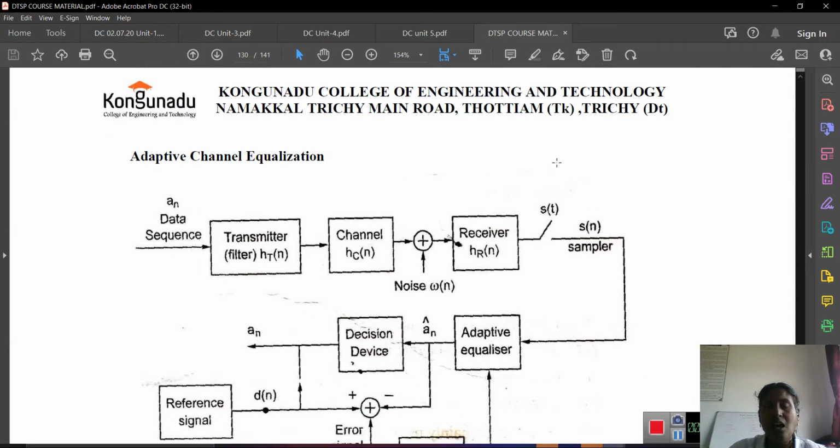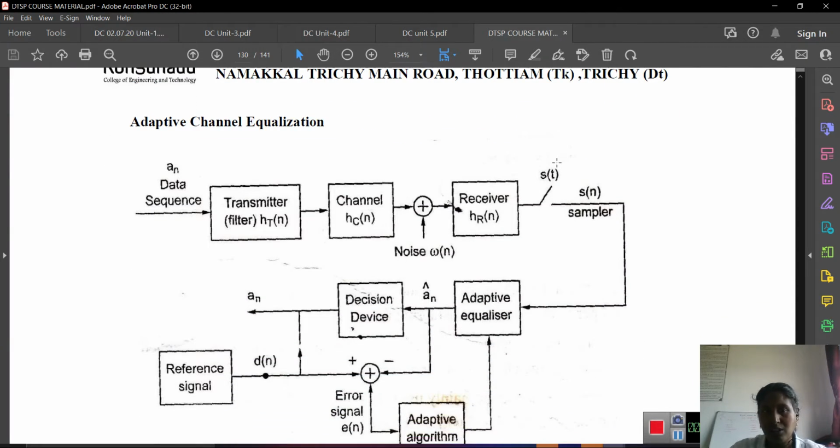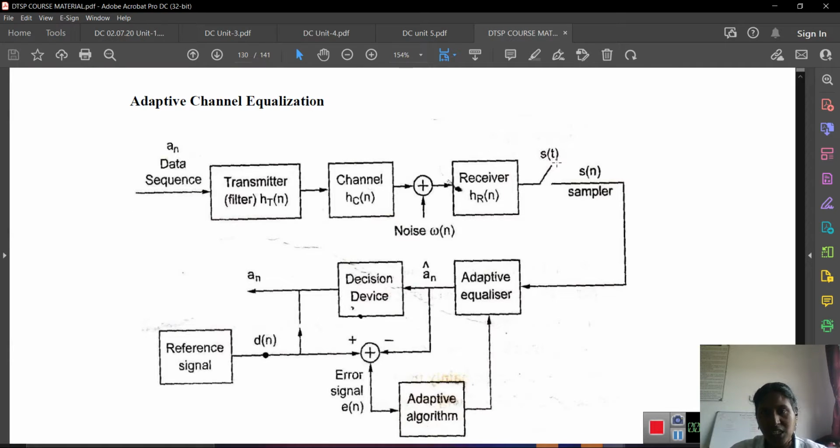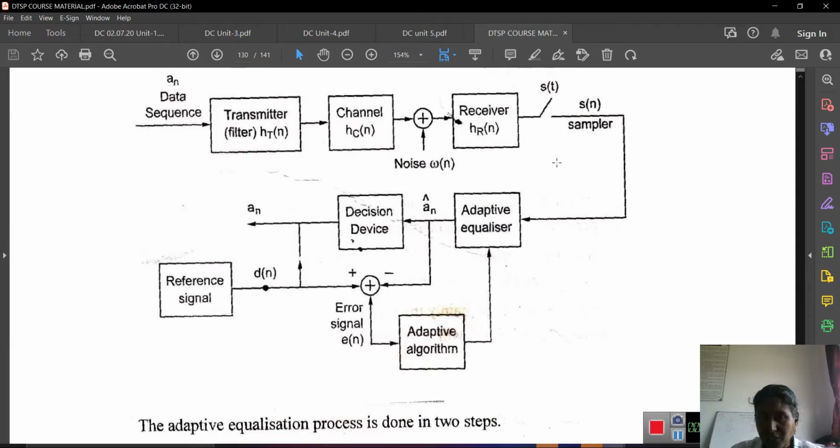In the same way, adaptive channel equalization is a very important topic. Whenever there is amplitude variation or variation on the output side, we go for equalization. In adaptive channel equalization, there is the data sequence, the transmitter section HT of n, then the channel section HC of n, and finally the receiver section. The equalization is always supported in the receiver section. For the adaptive equalizer, the decision device is also followed. After the decision device, the reference signal is followed. From that reference signal and the decision device output, we get the error signal.